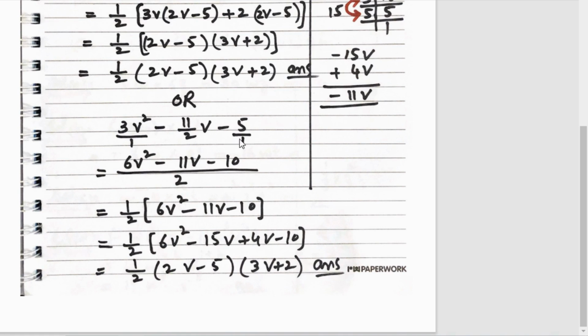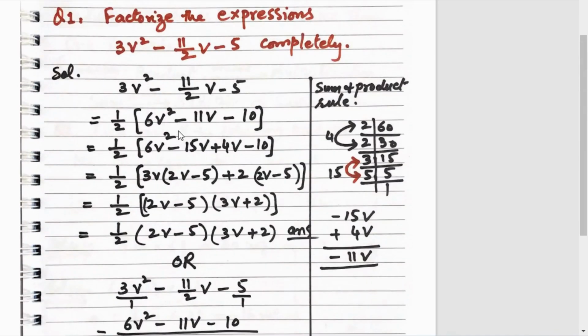Similarly, go to the third term. 1 is the denominator. Similarly, divide 2 by 1 and the answer will be 2. That 2 will be multiplied by 5, and we will get 10 over here. Look at this: 6v square minus 11v minus 10.